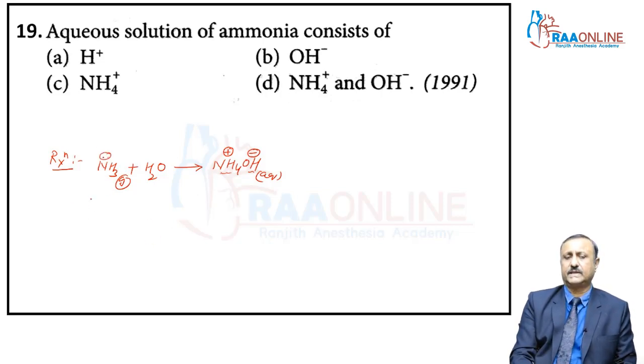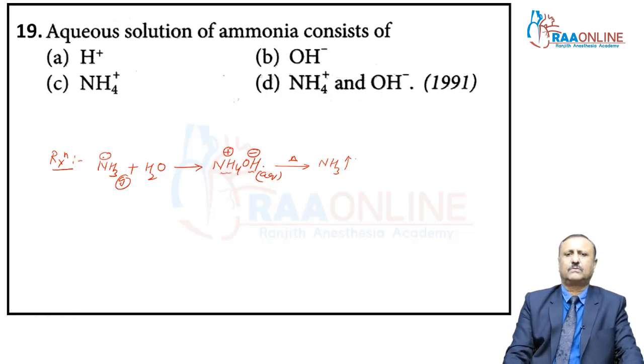So in urea you can see here NH2CONH2 dissolved in water to form ammonium cations. And when these ammonium cations are heated, they decompose and ammonia is liberated. So my dear students, this is the concept and reaction. Aqueous solution of ammonia consists of ammonium ions and OH minus ions. So for question number 19, D option is the correct option, my dear students.